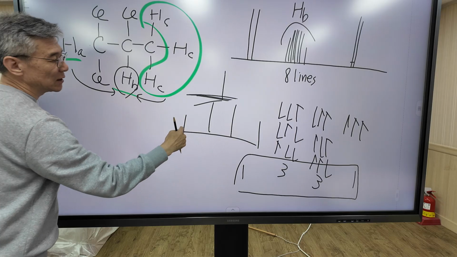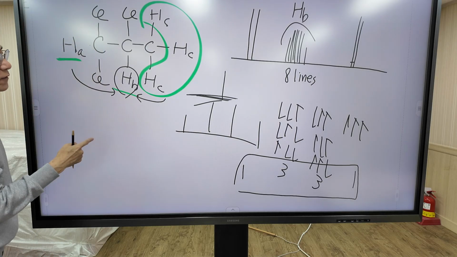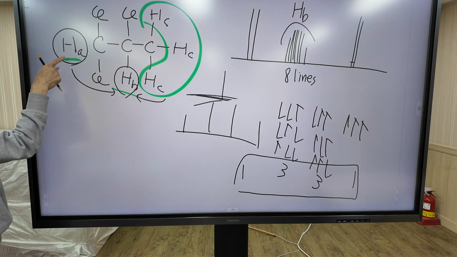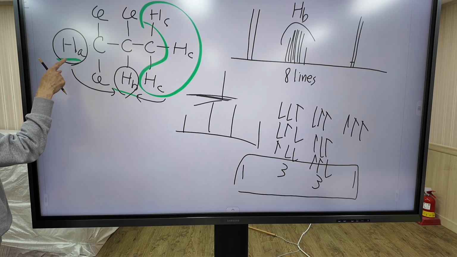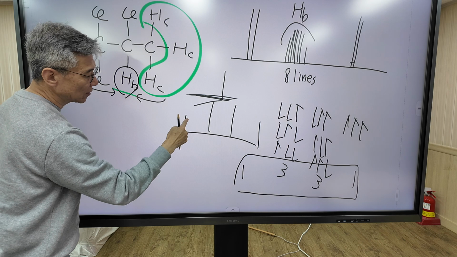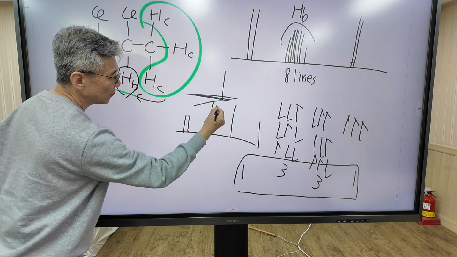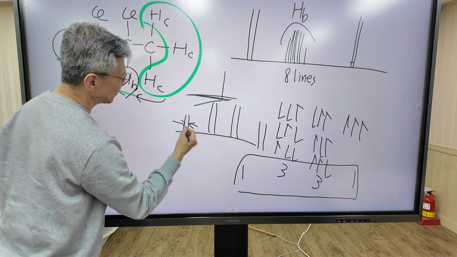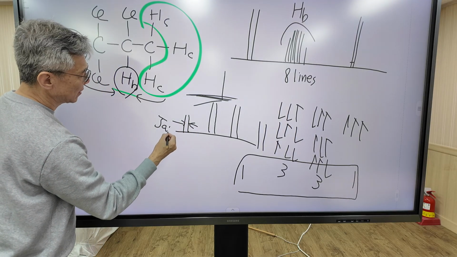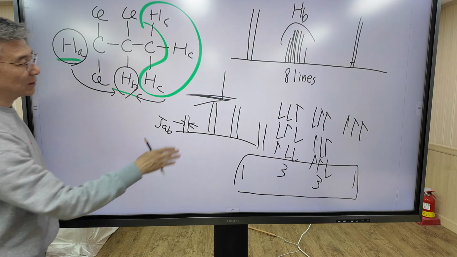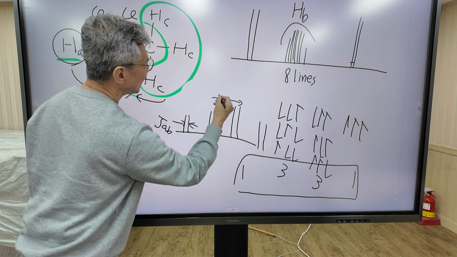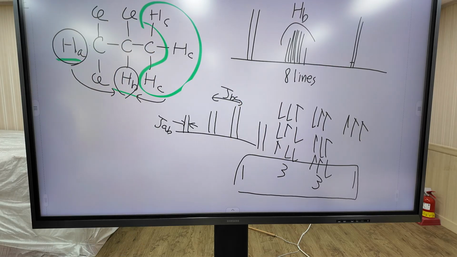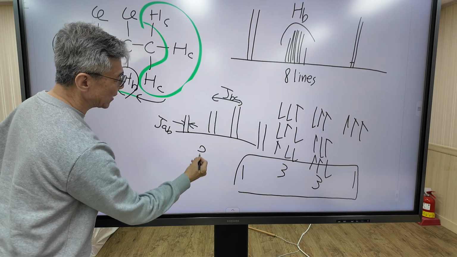And these 4 lines are further split into doublets due to the coupling of this single hydrogen. Due to this hydrogen, each line is split into a doublet. This line spacing corresponds to JAB. This line spacing corresponds to JBC. So we have a total of 8 lines.